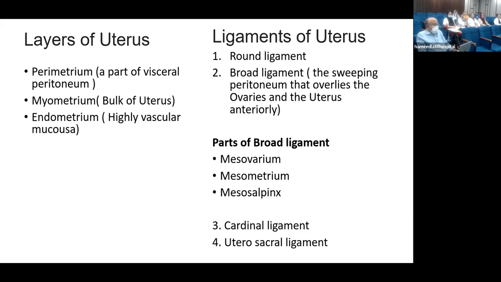Mesovarium is the part of the broad ligament that covers the ovaries. Mesosalpinx is the part of the broad ligament that covers the tubes, and the mesometrium is the part of the broad ligament which is attached to the uterus. The cardinal ligament attaches the uterus to the cervix, and the uterosacral ligament attaches the uterus to the sacrum.